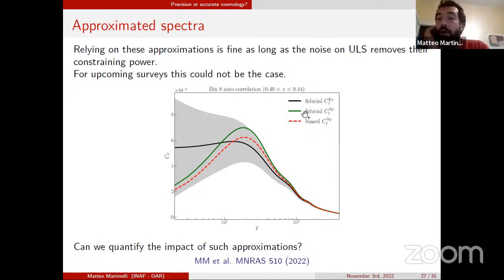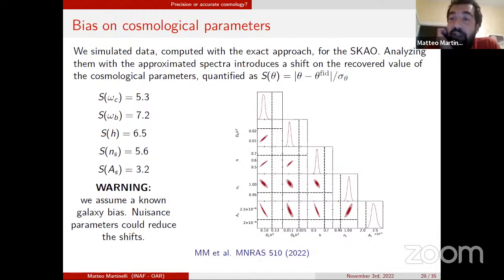So what we were interested in, in this work that I'm citing here, was to see if neglecting all these effects has an impact similar to what happens at the nonlinear scale, if it biases my constraints. And we found that this is indeed the case. We did a forecast for the SKA observatory in this case, and we analyzed synthetic data that are created correctly, so with all the effects considered, and then analyzed them with the approximated spectrum. Because we know that we cannot run an MCMC with the exact case.